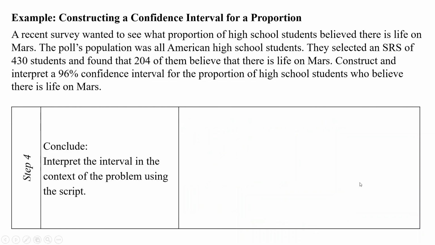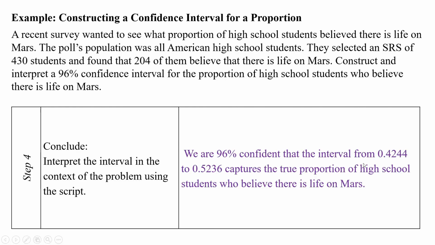The last step here is our conclude step, where we want to interpret this interval. So this is using the script I gave you earlier, just in the context of the problem. So we would say we are 96% confident that the interval from 0.4244 to 0.5236 captures the true proportion of high school students who believe there is life on Mars.